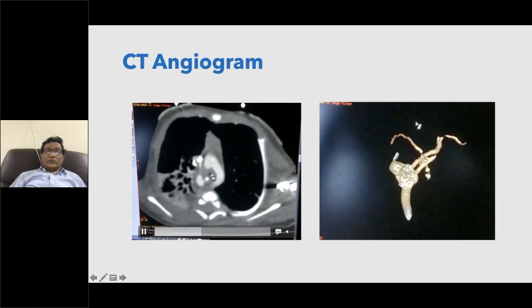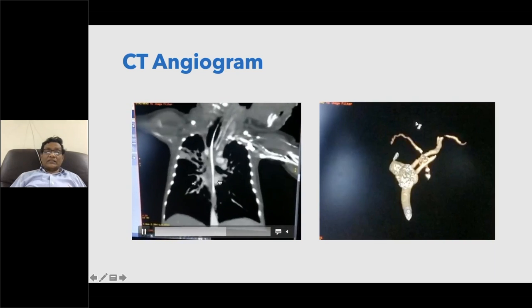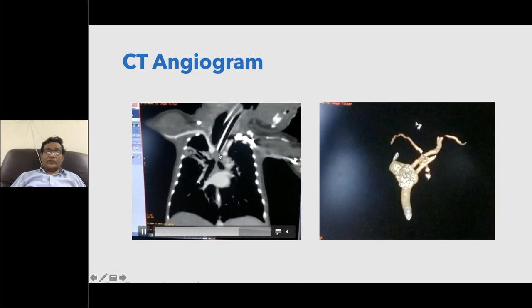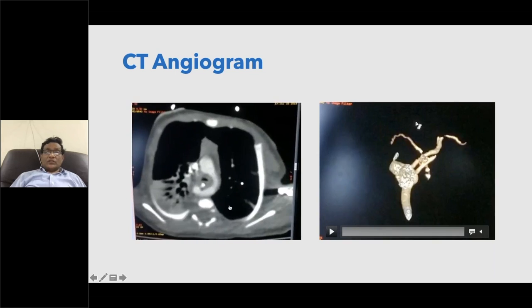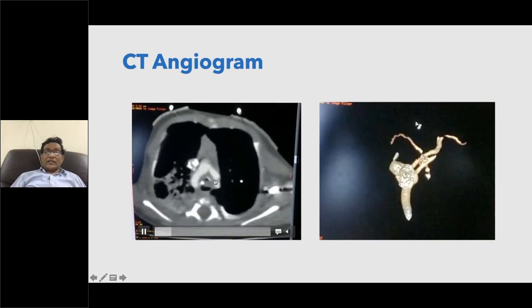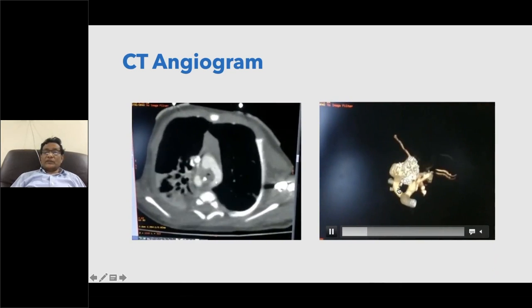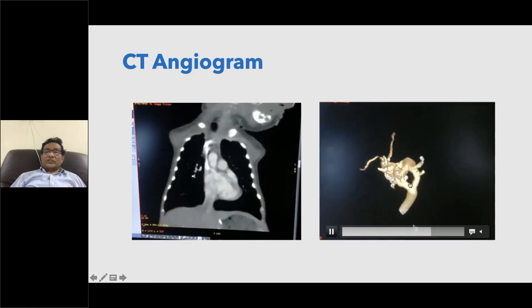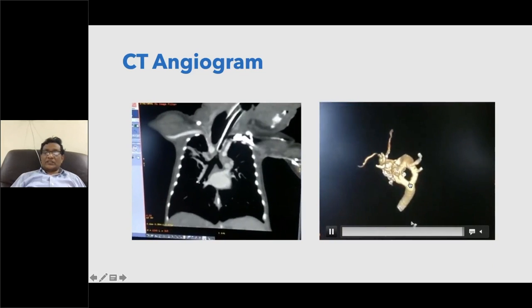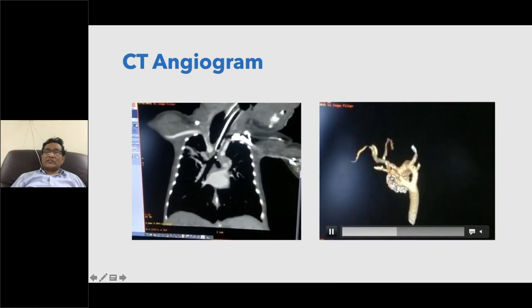So that is the trachea. You can see the tracheal tube which is getting compressed. So now you can see one aortic arch, another aortic arch. So you can see beautifully that is the two aortic arches. So this is the double aortic arch. Very, very important to diagnosis.